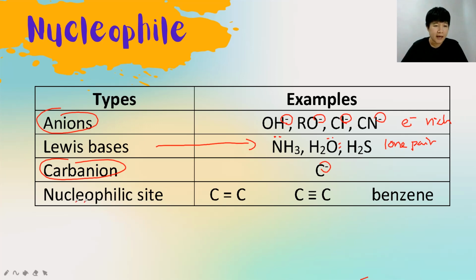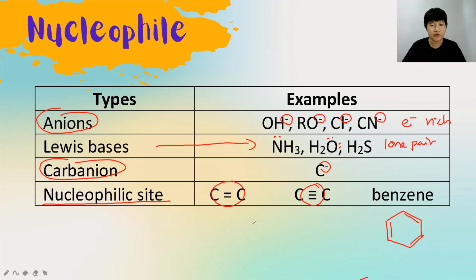Okay? And your nucleophilic site will be those that hold multiple bonds, like your double bond, your triple bond, and also your benzene. Your benzene is a six-carbon ring with double bonds alternating with each other. So that is your benzene. And they are nucleophilic sites.